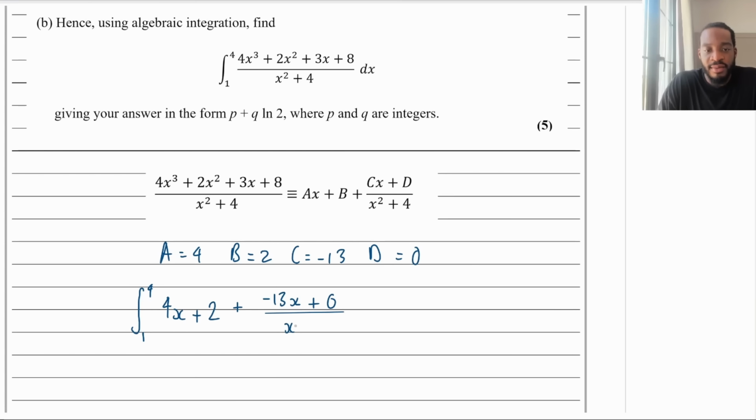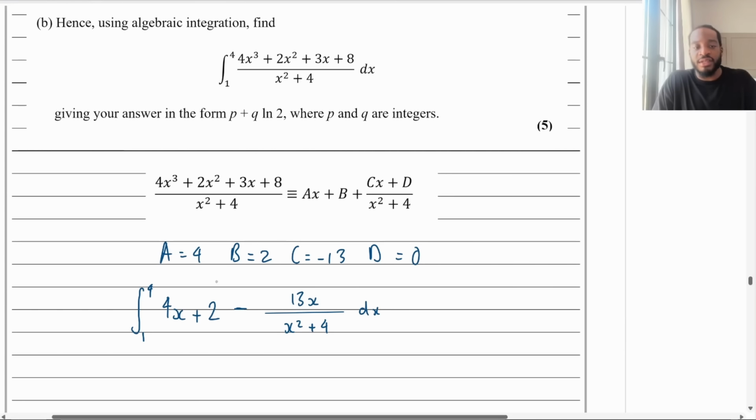Okay. And then I can just tidy this up a bit, because I can say that that plus 0 I can just knock off. So it's just minus 13 on the top. And then that minus I can just actually put there. Okay. So just a nicer way of writing it. Okay. So therefore, they're actually just asking us to integrate 4x plus 2 minus 13x over x squared plus 4. Okay. Now, this is a lot easier to integrate, isn't it?